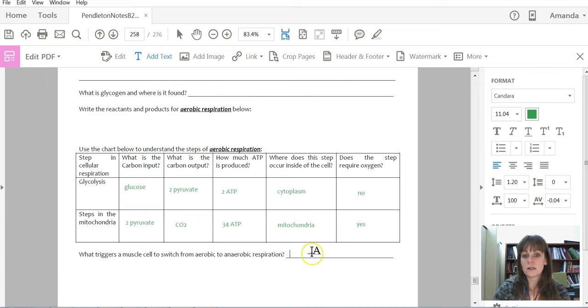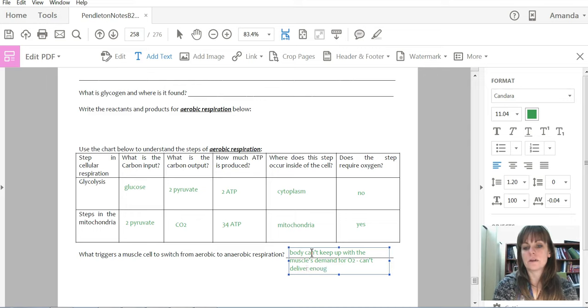And what triggers it? The body can't keep up with the muscles' demand for oxygen. It can't deliver enough oxygen to the muscles.